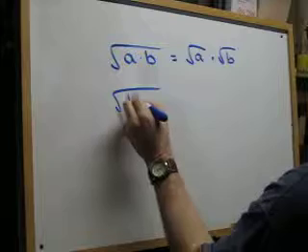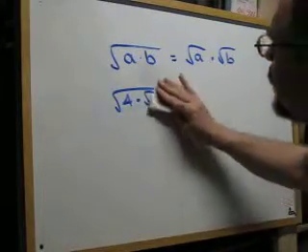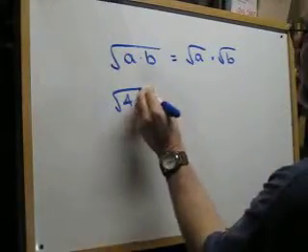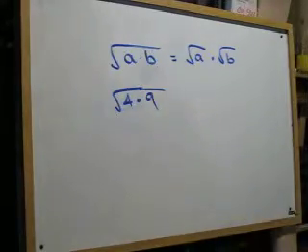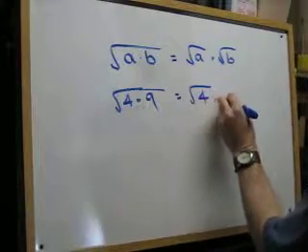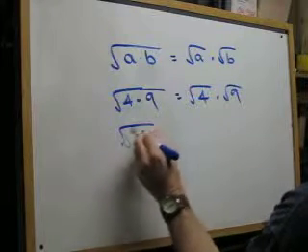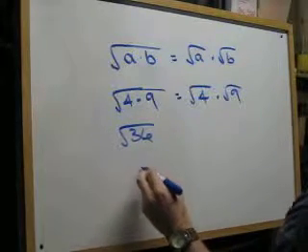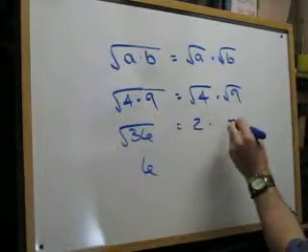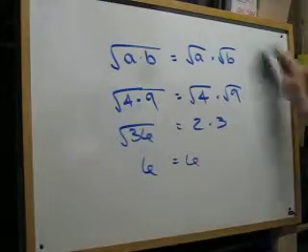Well, let's plug some numbers in here. The square root of 4 times 9, I'm saying, equals the square root of 4 times the square root of 9. Let's look at this. 4 times 9 is 36, so the square root of 36 is 6. Does that equal the square root of 4 times the square root of 9? Yes, it does. So that is a true statement.